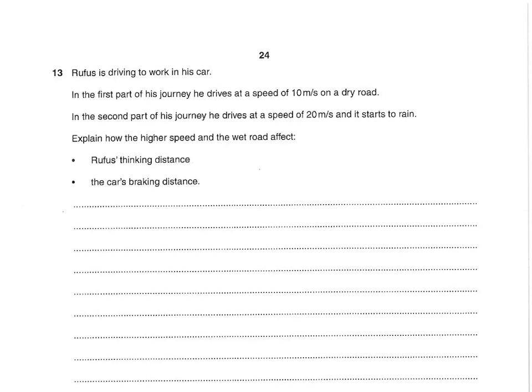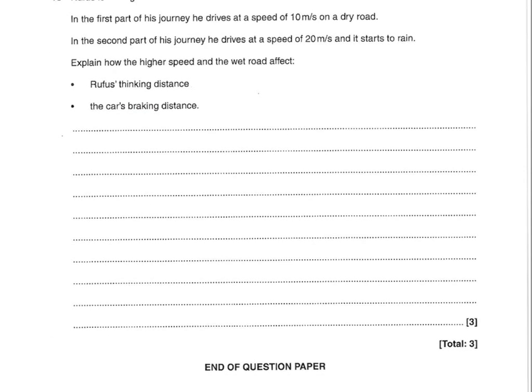Then last question, Rufus is driving his car to work. In the first part of his journey, he drives at a speed of 10 meters per second on a dry road. In the second part of the journey, he drives at a speed of 20 meters per second and it starts to rain. Explain how the high speed and the road affects his thinking distance and braking distance. So there's 3 marks here.